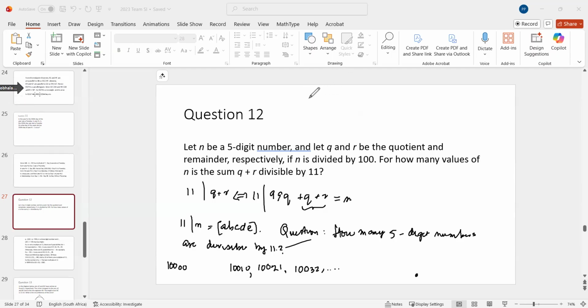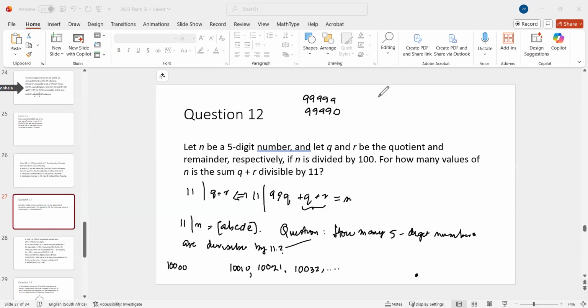The largest 5-digit number is 99999. Okay. Now I can see what the largest one just before this is. You see, it has to be 9999. You can see clearly that 11 goes into this 909 times. So that one is only 9 units away from there. So this is a multiple of 11, and it has to be the largest because it's only 9 from the largest 5-digit number.